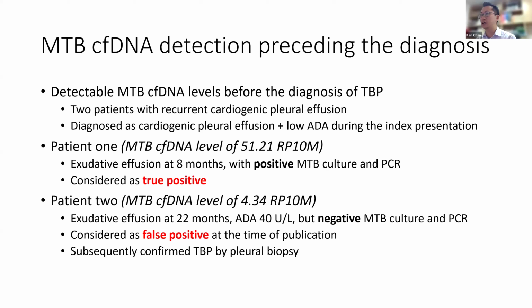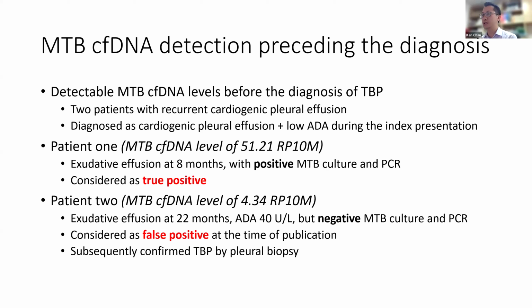And actually, this technique can have some additional utilities that we can further explore. The first is that the cell-free DNA can be detected before the diagnosis. We have two cases with recurrent pleural effusion. The first patient had a tapping done, and we checked and found the cell-free DNA level at 51, while that episode was still transudative. But 8 months afterward, the patient had a positive MTB culture and PCR during the second recurrence of the pleural effusion. So we consider this case a true positive.